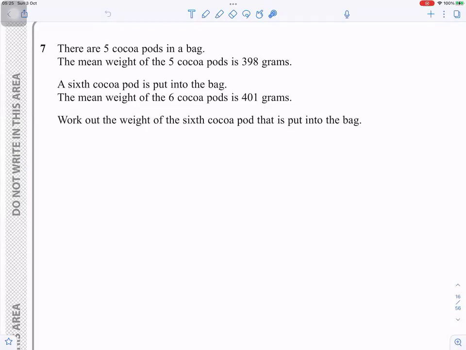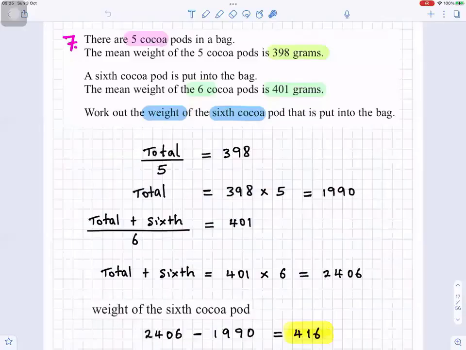Question number 7. There are 5 cocoa pods in a bag. The mean weight of the 5 cocoa pods is 398 grams. A 6th cocoa pod is put into the bag. The mean weight of the 6 cocoa pods is 401 grams.